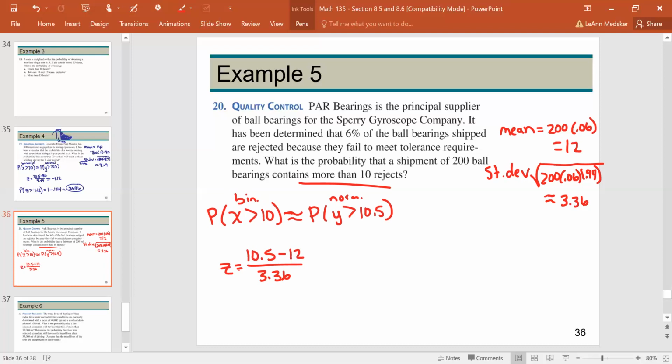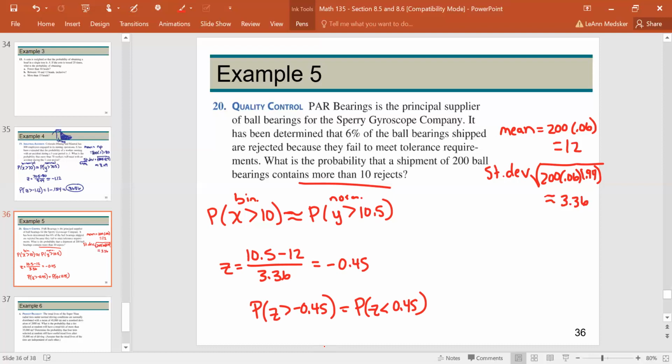So 10.5 minus 12 divided by 3.36 is going to be my z-score. So 10.5 minus 12 divided by 3.36 is negative 0.45. So I'm looking for the probability that my z-score is greater than negative 0.45. So remember, this is equal to the probability that z is less than a positive 0.45. So you can either do 1 minus and look up your current probability, or you can just look up the opposite guy sign-wise, and that gives you the complement.